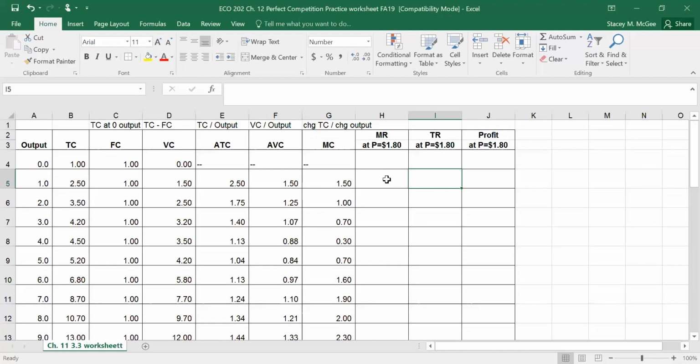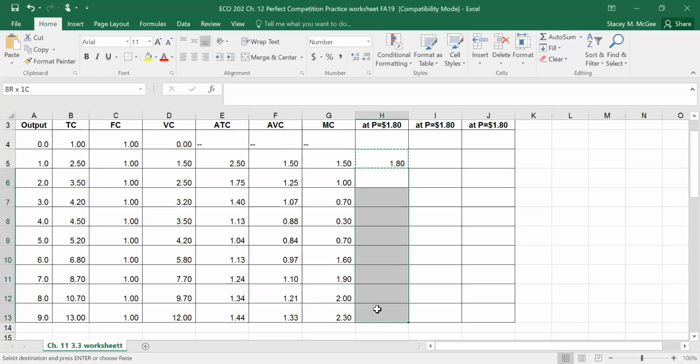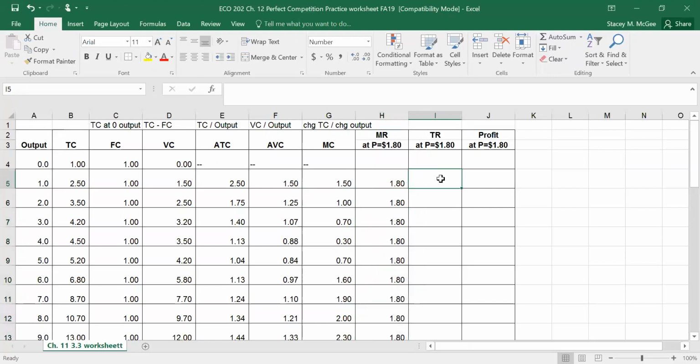Because this is perfect competition, the marginal revenue is always going to be the price. So in this case, that's $1.80, and I will just copy that down the whole way down. Now, the total revenue is going to be the number of units you sell. Well, actually, I guess it's the same thing there. I don't know if we really need it there.